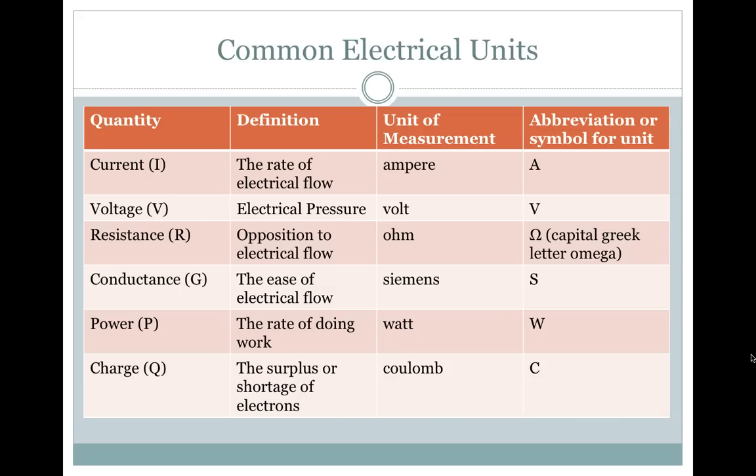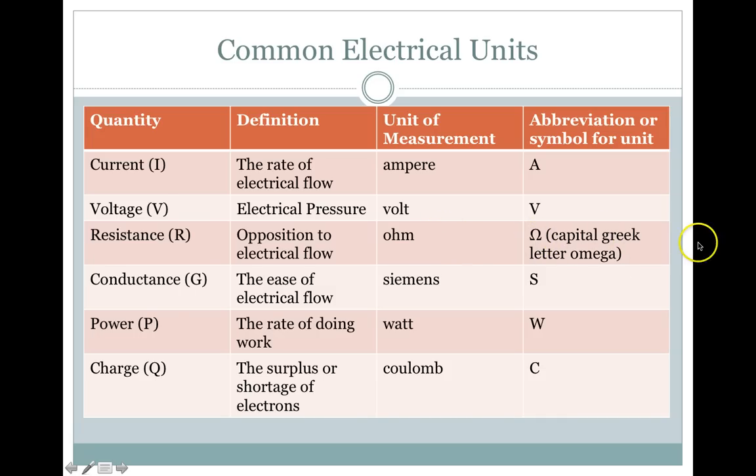Some common electrical units. The current, shown by the symbol I, is the rate of electrical flow. It's measured in amperes, and the symbol is the capital letter A. Voltage is the letter V. It's the definition of electrical pressure. It's measured in volts. Capital letter V is the symbol. Resistance, or R, is the opposition to electrical flow. It's measured in ohms, and the symbol is the capital Greek letter omega.